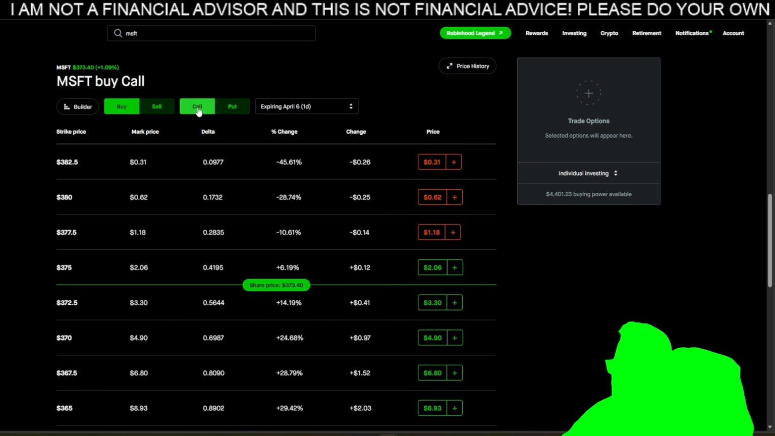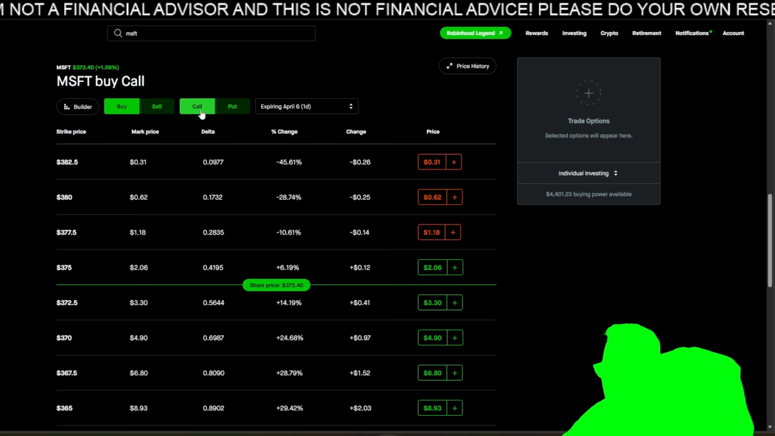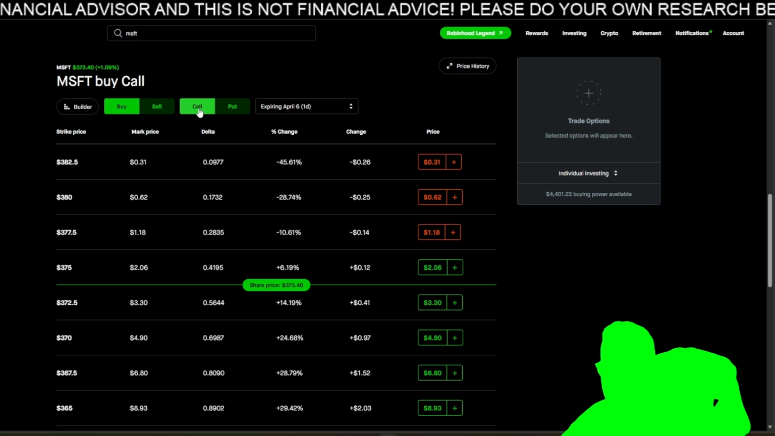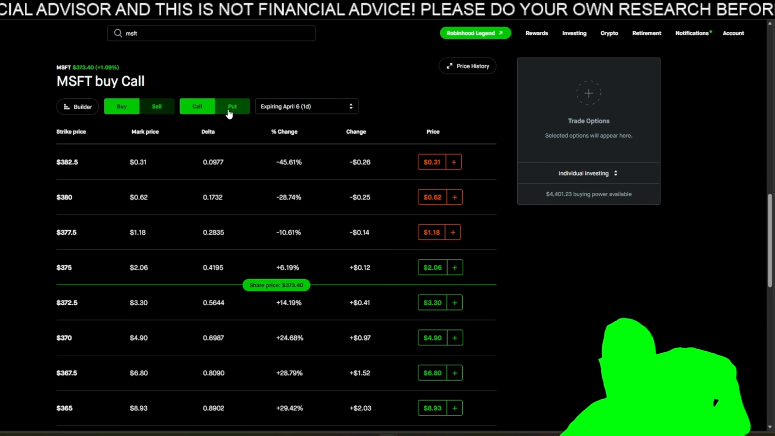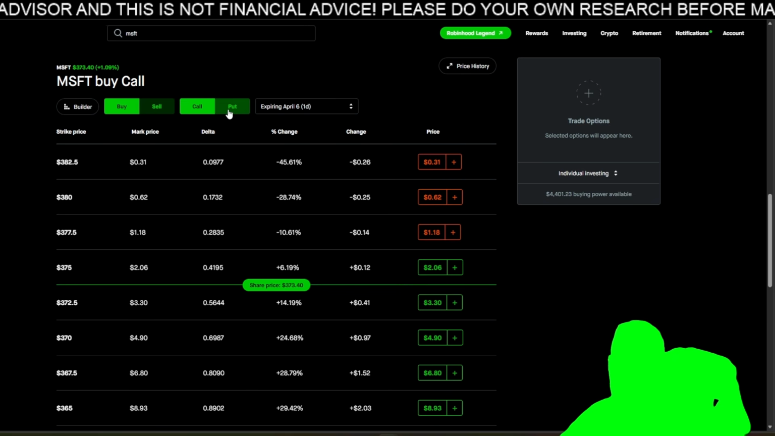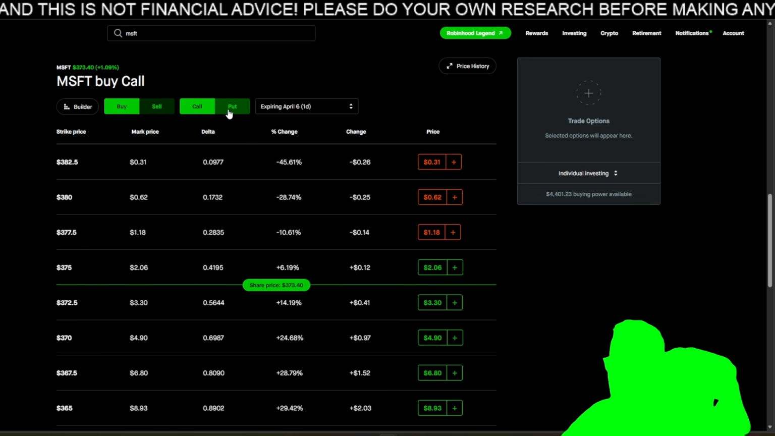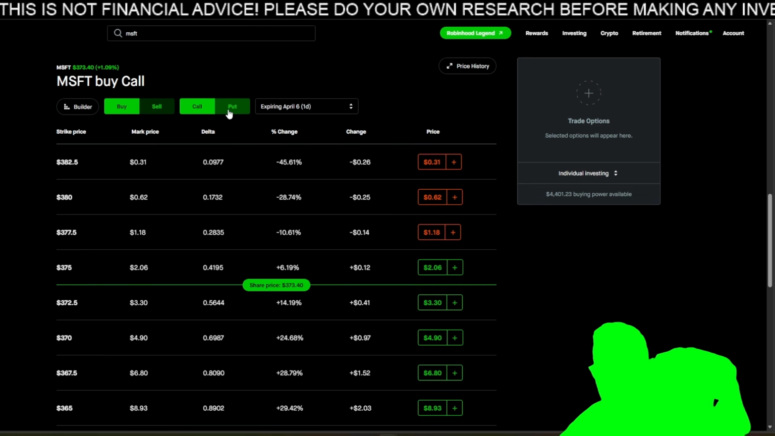Do not worry. You also have a call and a put option here. A call basically means that you are being bullish on the stock and you're thinking it's going to go up to a certain strike price. Put means you are being the opposite. You are being bearish, so if I buy a put option, I'm betting for Microsoft to go down. If I buy a call option, I'm betting for Microsoft to go up.